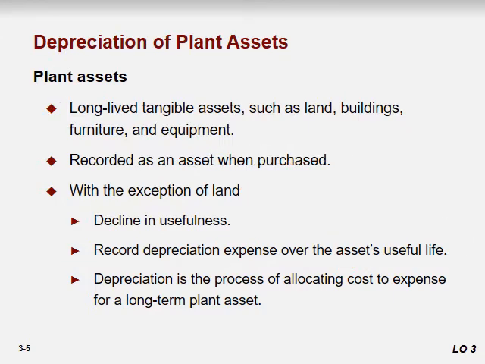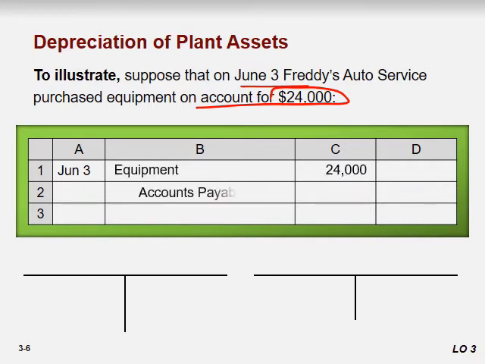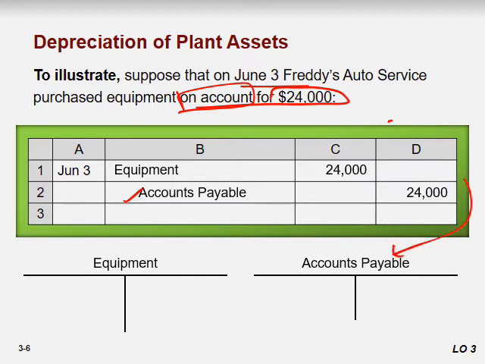So let's explore this. We have an illustration here. Suppose that on June 3, Freddy's Auto Service purchased equipment on account for 24,000. What is the entry? The entry is equipment, on account, which is accounts payable. On account means that you did not pay cash, you created a liability. This is a journal entry, and when you post it to the ledger, it will look like that.